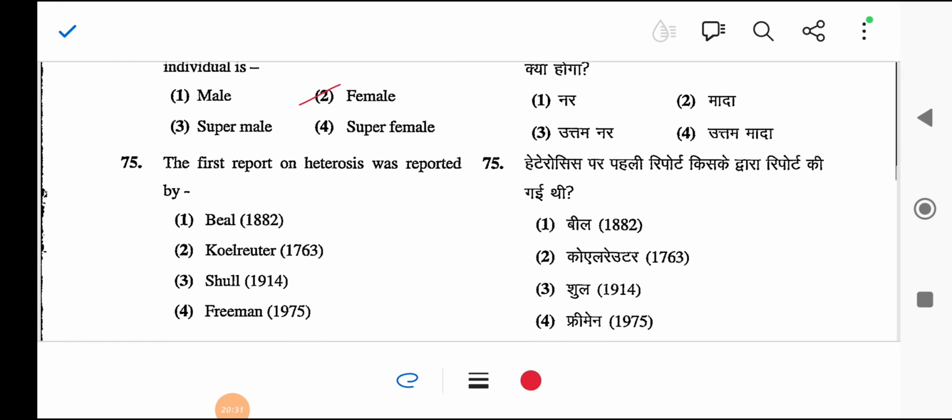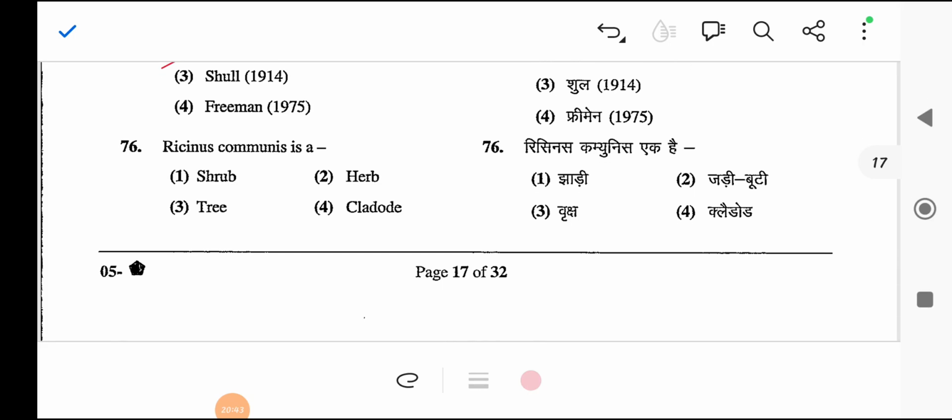Next is, the first report on heterosis was reported by the scientist named Koelreuter in 1763. Next is Ricinus communis is a very important shrub, have lots of uses, and it's a very common topic for the examiners to ask questions. Please don't forget the floral formula, the family of Ricinus communis, everything is very important.